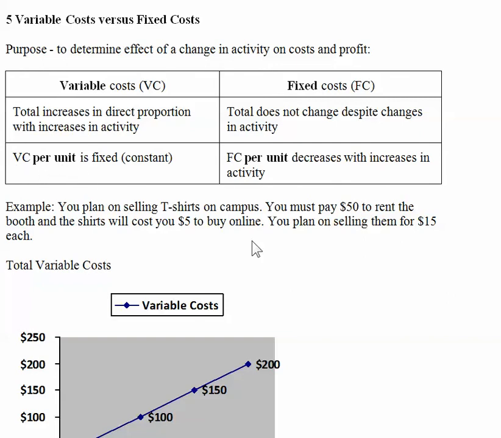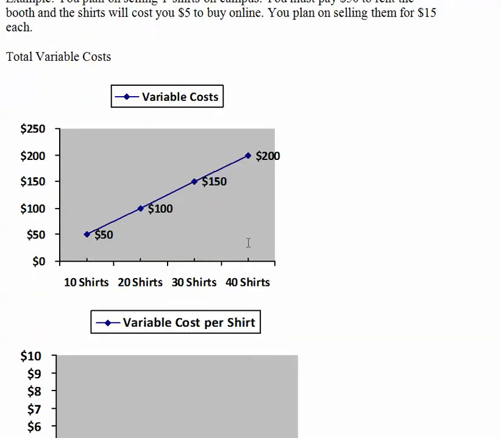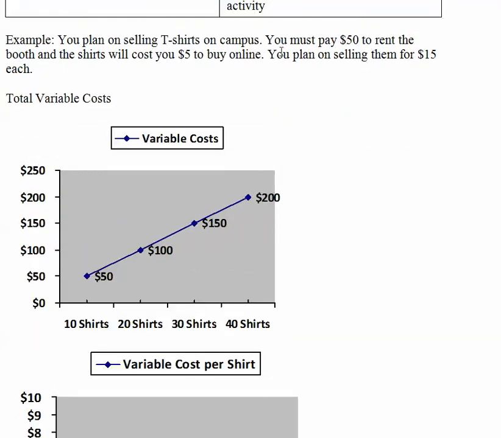So let's use a simple example here where you plan on selling t-shirts on campus, and you have to pay $50 rent for a booth, and the shirts will cost you $5 to buy online. You plan on selling these shirts for $15 each. Well, we have two costs here, the rent and then this purchase of the shirts. I want to look at the purchasing of the shirts first. We're going to ignore this $50 for a bit.